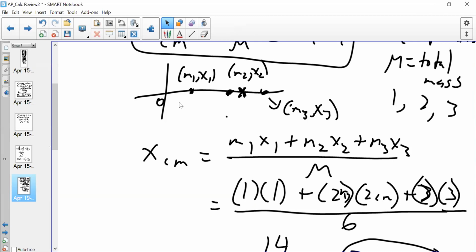Does that make sense? Questions? Center of mass? It's old hat. We saw it a long time ago, chapter 9, but hopefully those basics are easy to follow.